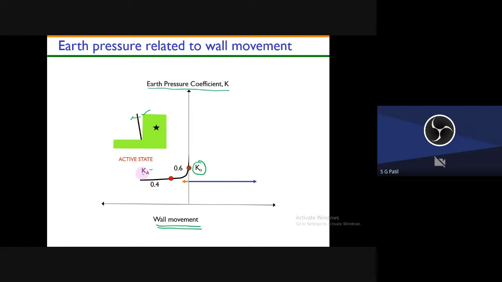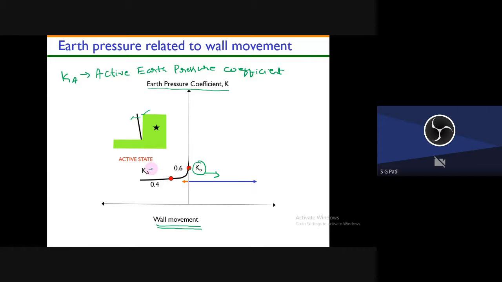So this is your active condition. Active condition means the earth pressure coefficient, which I'll represent as Ka. Ka is the active earth pressure coefficient. And K0 is what? K0 is the stationary condition, so the wall is not moving anywhere.